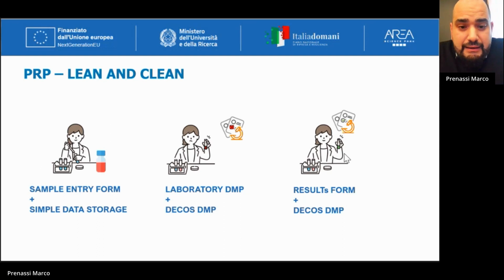The last thing is the result form. So the sample enters, and we need to know what it is. You do an experiment, and we need to know the experiment. And the last thing is the result form at the end, where you tell us what you have really done with the sample, because it's not always so clear in the system.